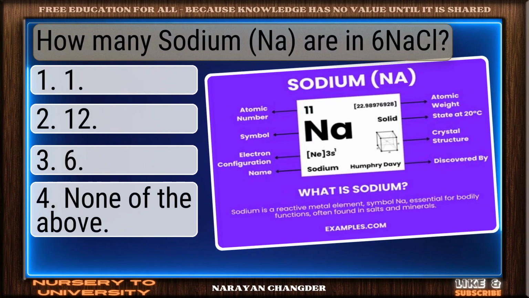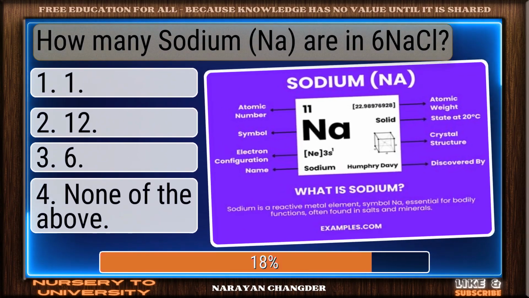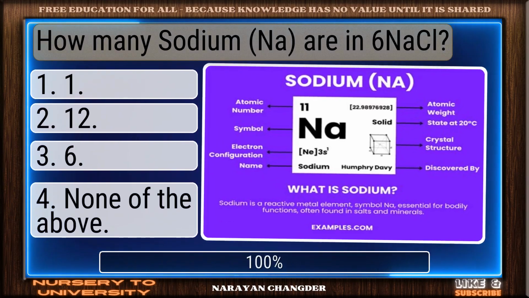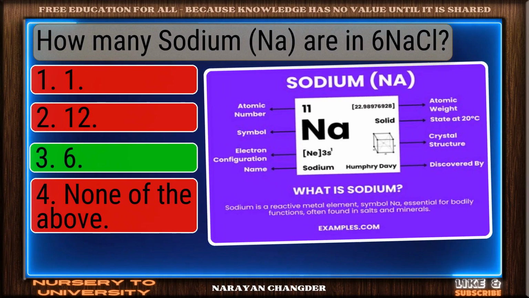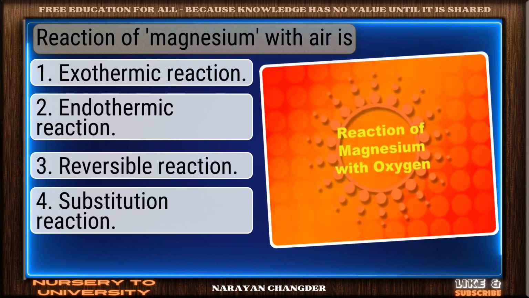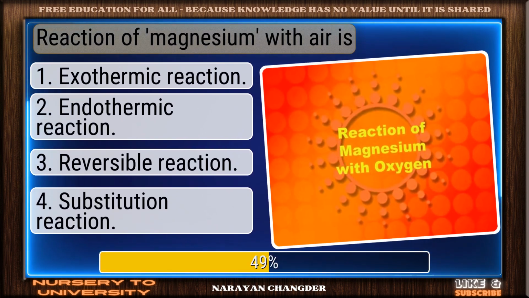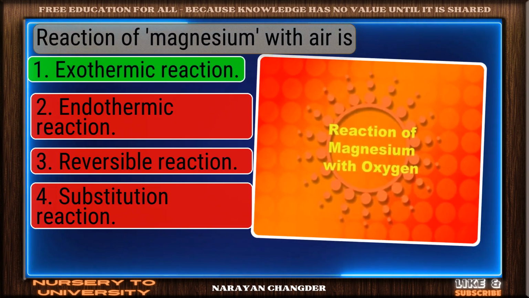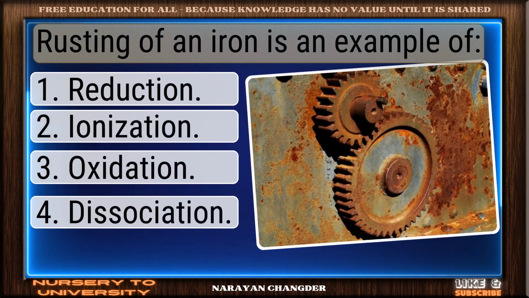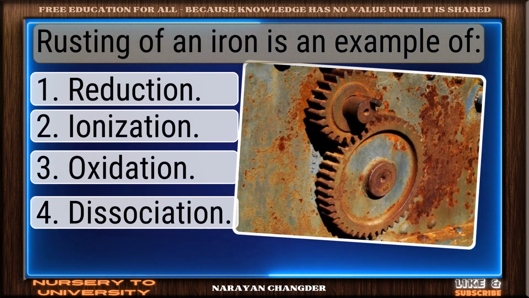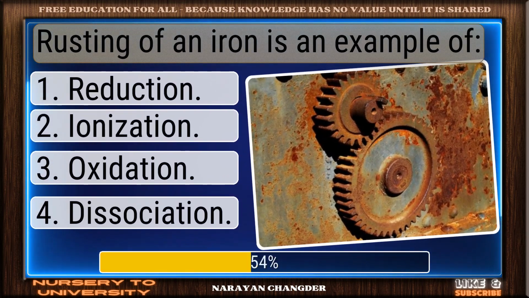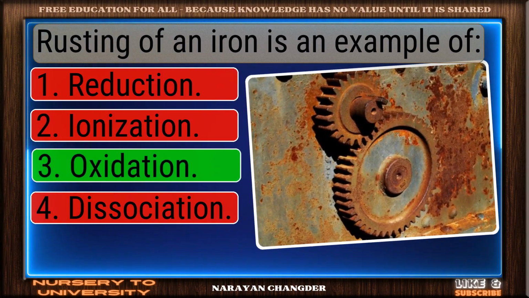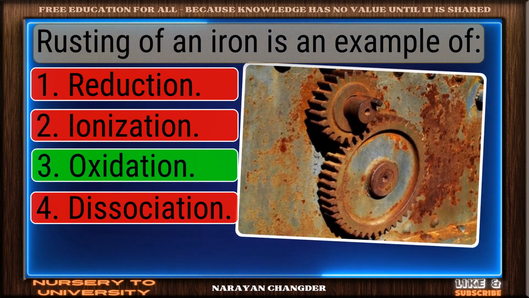How many sodium are in 6 NaCl? Excellent. 6 is well reasoned. Reaction of magnesium with air is. Well done. Exothermic reaction is right. Rusting of an iron is an example of. Clear logic. Oxidation is sound.